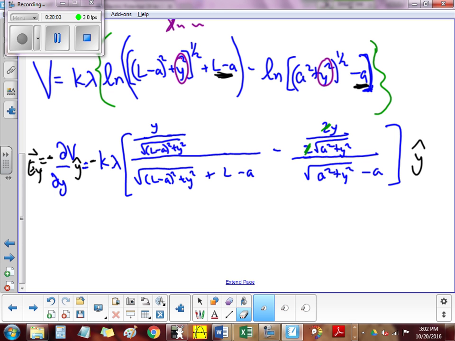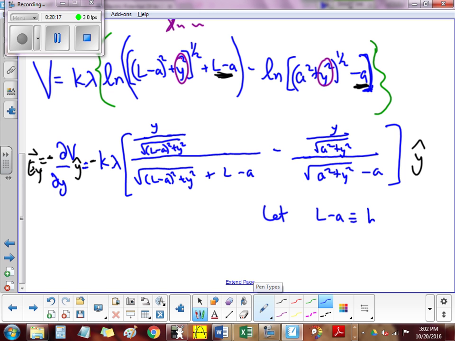Small eraser. There we go. And then this 2 canceled with this 2. Okay, if you want to, you could make this simpler by just letting L minus A be called B or something. And then when you rewrite this, it looks a little cleaner.